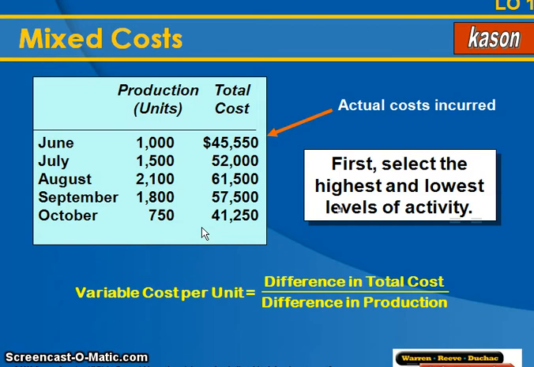Alright, so like I said, it's the high-low method. You're going to take the highest level of activity, which is 2,100 units here, and the lowest level of activity, which is October, at 750 units at the cost of $41,250. What you're going to do is take the difference between the two total costs: 61,500 and the 41,250 in October.